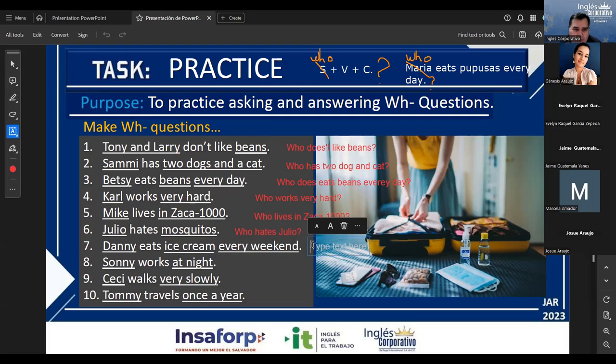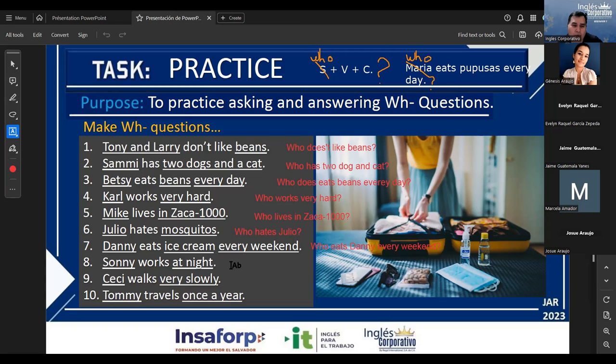Okay. Sammy has two dogs. Who has two dogs and a cat? Betsy eats beans every day. Who eats beans every day? Carl works very hard. Who works very hard? Mike lives in Sacamil. Who lives in Sacamil? Julio hates mosquitoes. Who hates mosquitoes? Danny eats ice cream. Who eats ice cream? Sonny works at night. Who works at night? Ceci walks very slowly. Who walks very slowly? Tommy travels once a year. Who travels once a year?